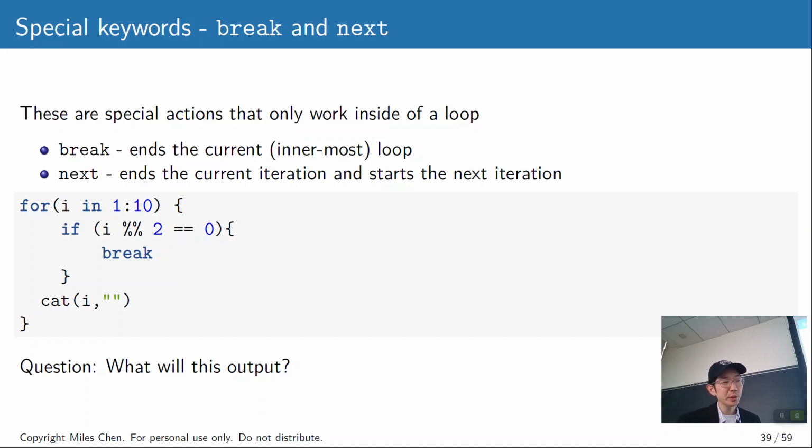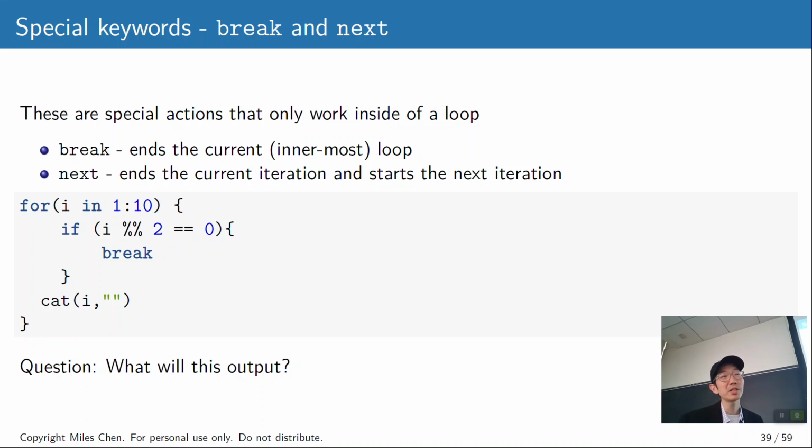We've seen this keyword break. There's another keyword next. So here's a question. What is this chunk of code going to output? We start off with this vector 1 through 10. So i takes on the value 1. And then it says if i mod 2 is equal to 0. i mod 2 equals 0 is checking if it's even, okay?